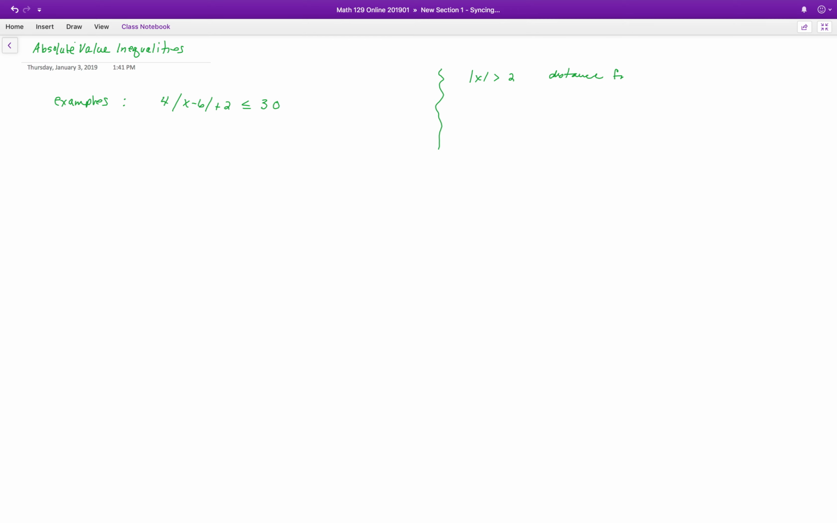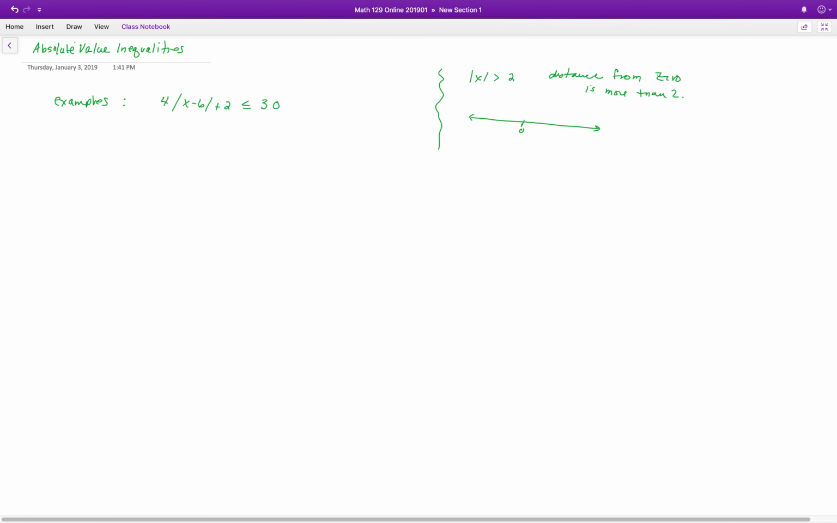from 0 is more than 2. Right, so if we look at a number line, here's 0. So if the distance from 0 is more than 2, like here's 2, that means that those would be numbers like 3, 4, 5, 6. All of those numbers would be more than 2 units away from 0. Since I'm using a strict greater than, we wouldn't include 2. It would just be distances larger than 2.